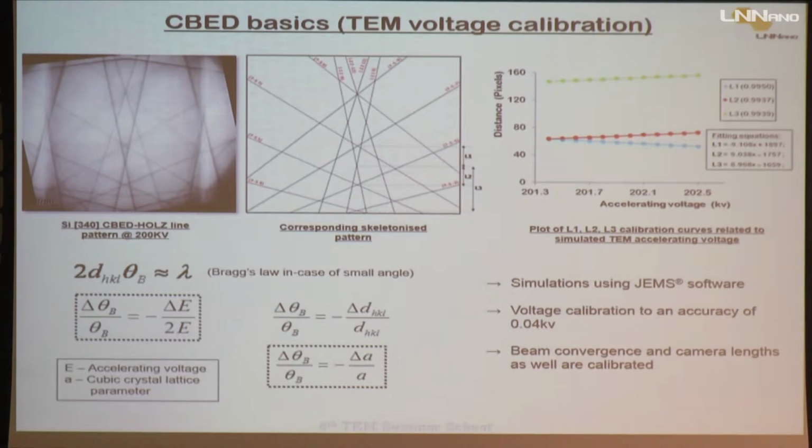I believe this is the best method, and whenever you do strain analysis, you need to do this first, before looking into more strain details. One more advantage is that once you finish this accelerating voltage calibration, we can also calibrate the beam convergence. Of course, we can measure the beam convergence, but using the modeling software we can calibrate the beam convergence and the camera length as well. Using this technique, we can calibrate to 0.04 kV. It's really very good.